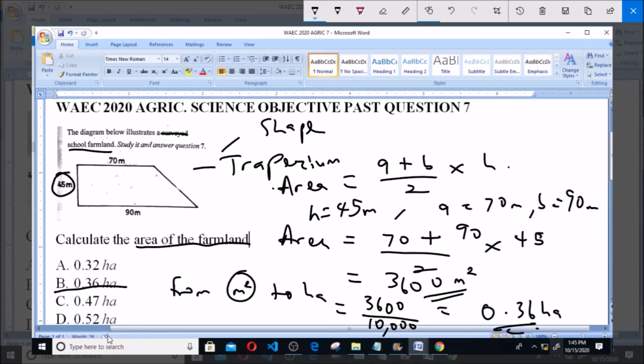So option B, 0.36 hectares, is the area of the farmland and the correct answer to this question.